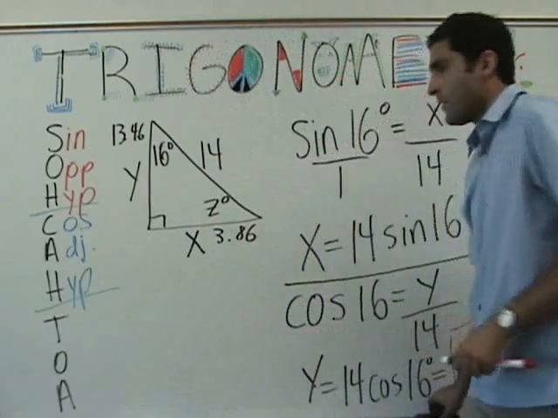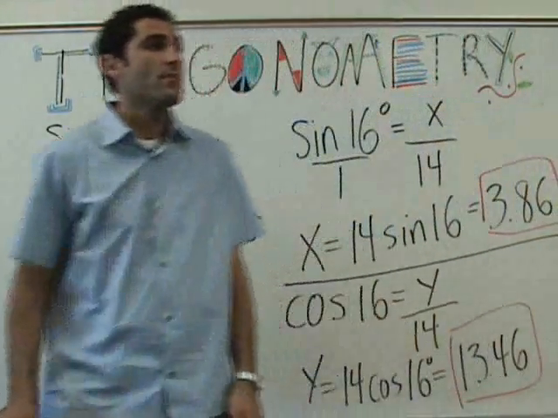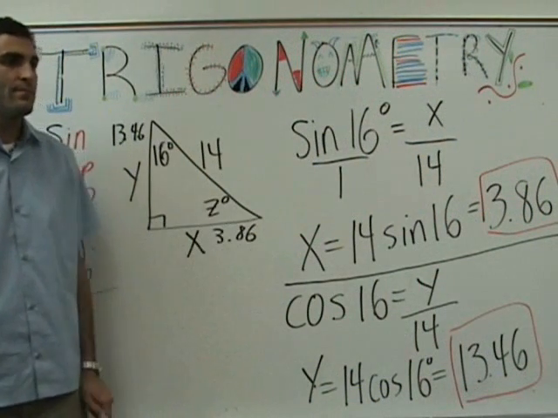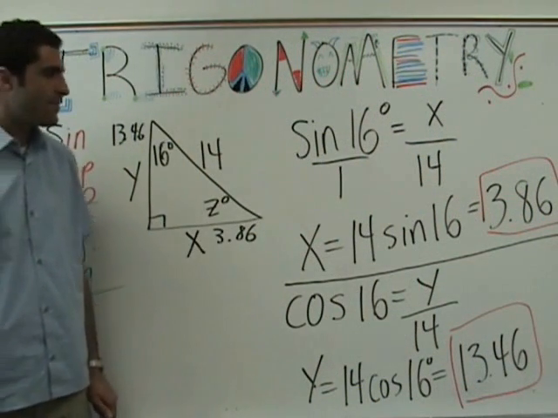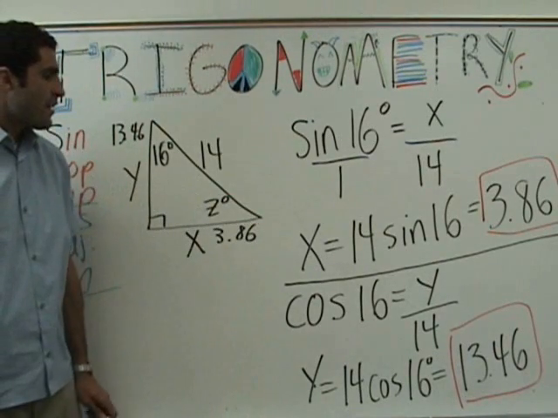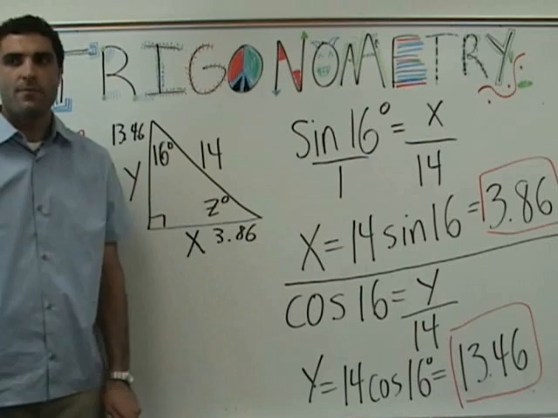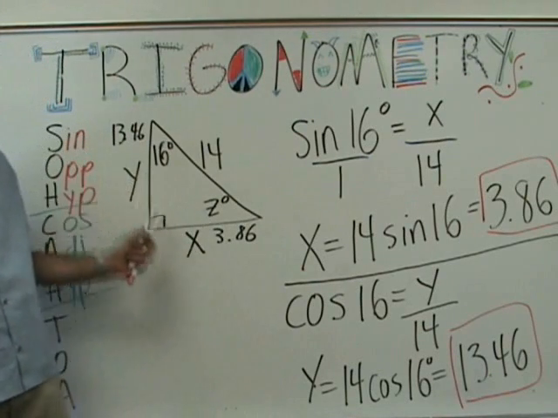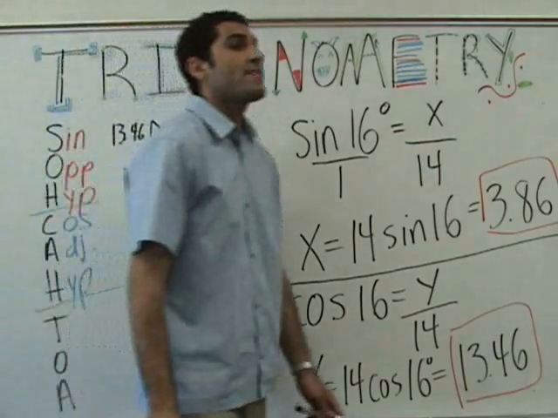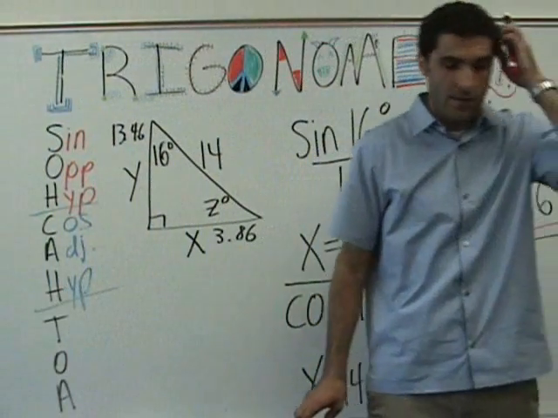Good. We check this with the Pythagorean theorem: 13.46 squared plus 3.86 squared equals. Just hit enter on that. 196, right? And notice, it's decimal, so it's not going to be exact. All right, so that's half the lesson.